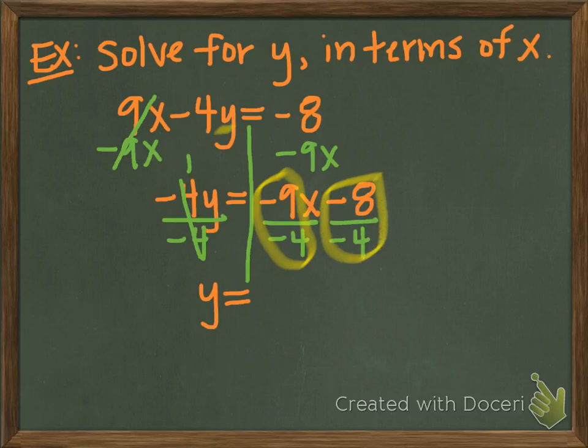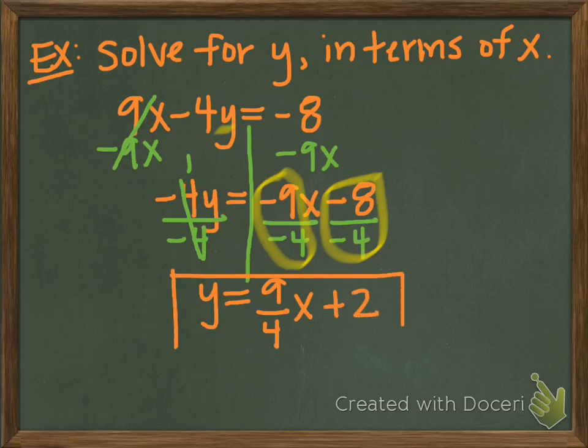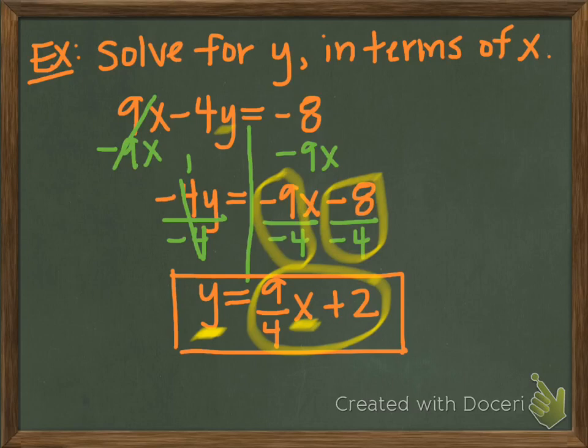So first of all, if I've got a negative in both the numerator and denominator of my fraction, then my fraction is actually positive, because a negative divided by a negative is a positive. So that fraction, negative 9 over negative 4, simplifies to positive 9 over 4. And then I'll just stick the x with it. My other fraction, negative 8 over negative 4, would simplify to a positive 2. So this would be my solution. Okay? I have solved for y in terms of x.